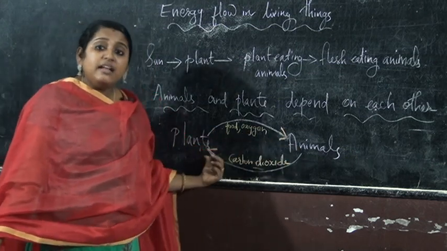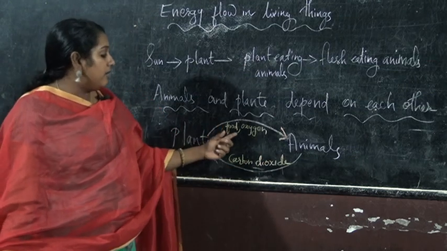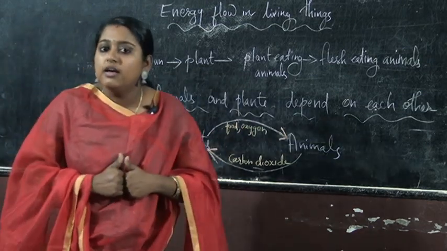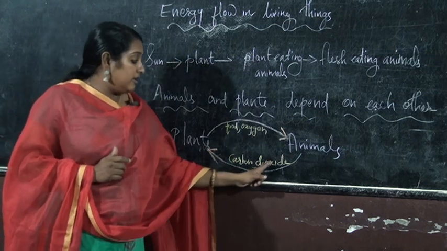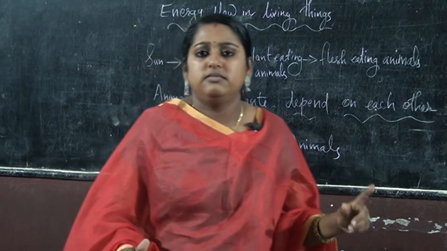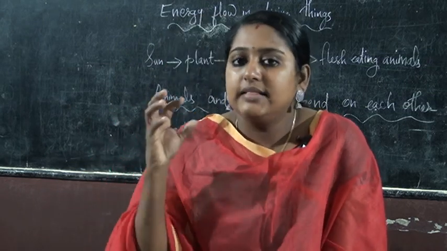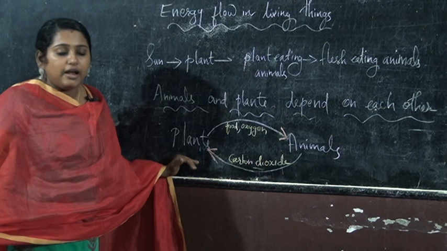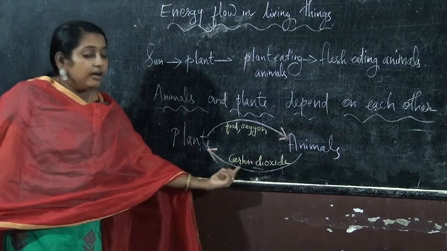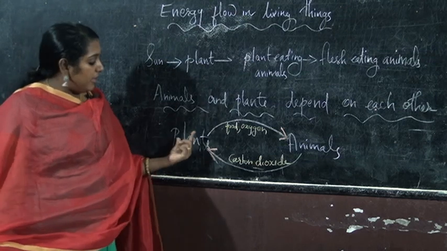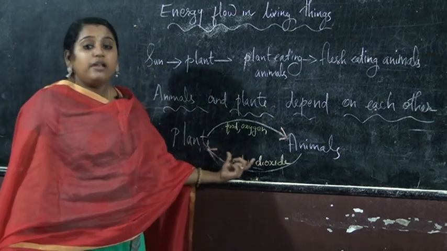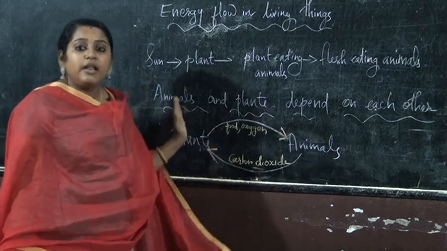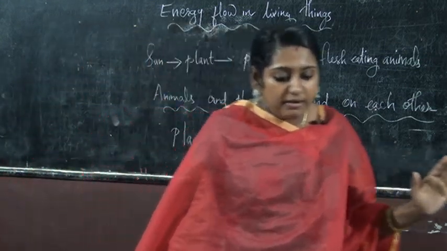So how do plants depend on animals? We know that animals depend on plants for food and oxygen. But how do plants depend on us? How do plants depend on us? There is one thing, that is carbon dioxide. We give this carbon dioxide to plants, and plants take this carbon dioxide to prepare food. To survive, what do they need? They need food. The carbon dioxide to make that food, we supply to plants. So plants depend on animals for carbon dioxide. Clear? So plants and animals depend on each other. Are all of you clear about that?